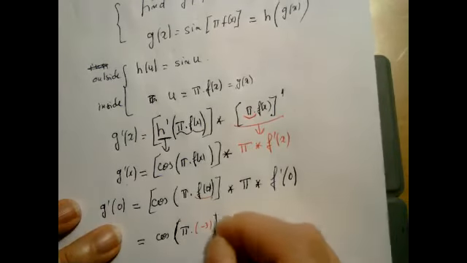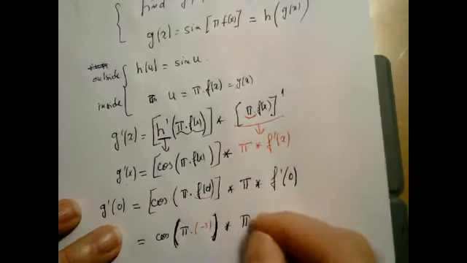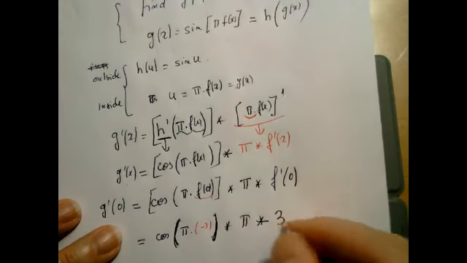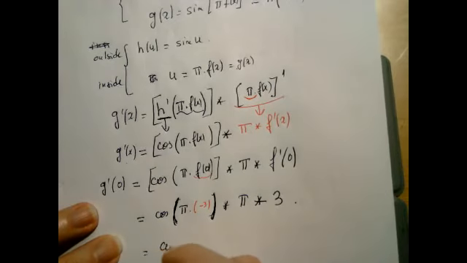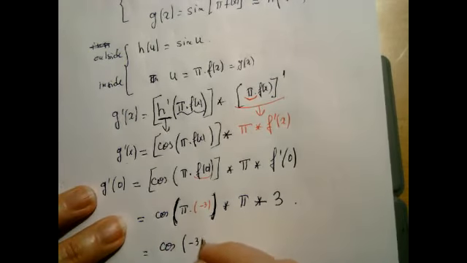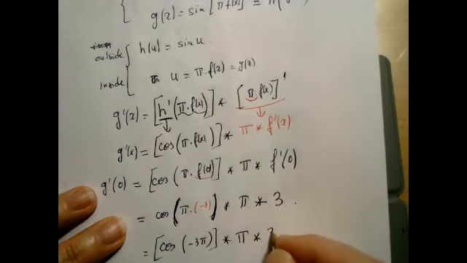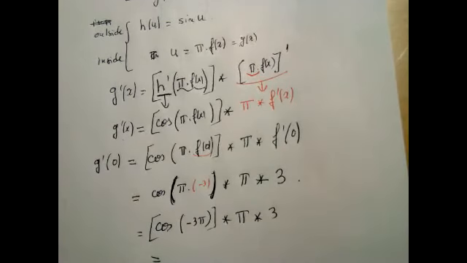I have that. Times pi is a constant. Times f prime at 0; according to the book, f prime at 0 is 3. So this is equal to the cosine of minus 3 pi times pi times 3. And now the rest we computed. Now cosine of minus 3 pi. What's the cosine of minus 3 pi?